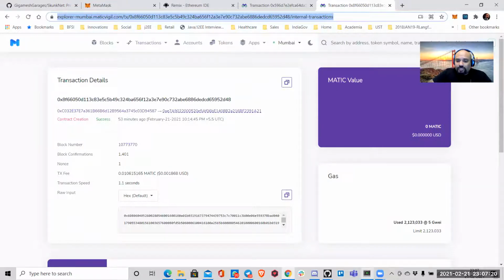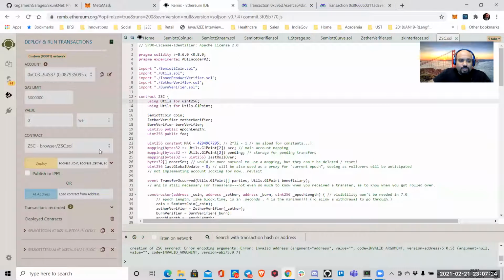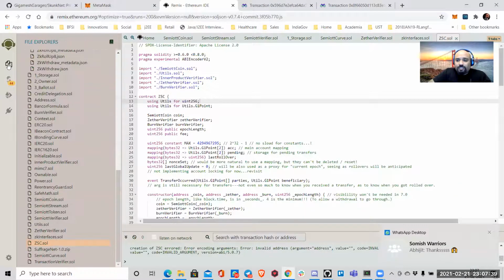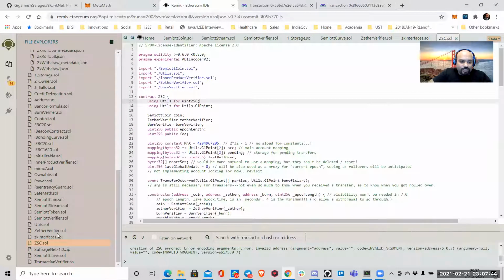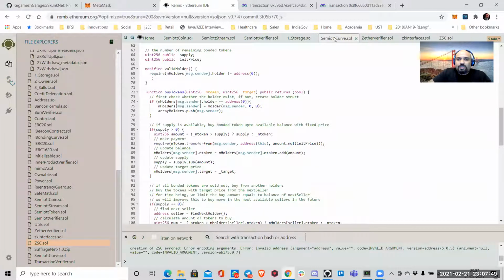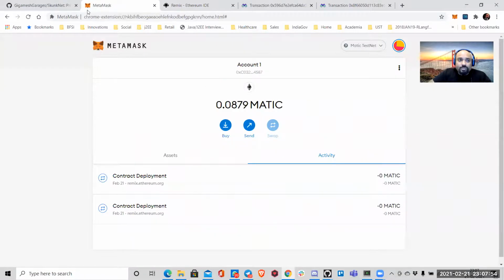You can find my local environment here, and the smart contracts are deployed on the Remix environment, and the contracts are deployed on the Matic testnet. You can find the stablecoin and the streaming contract. Let me take you to the environment briefly.